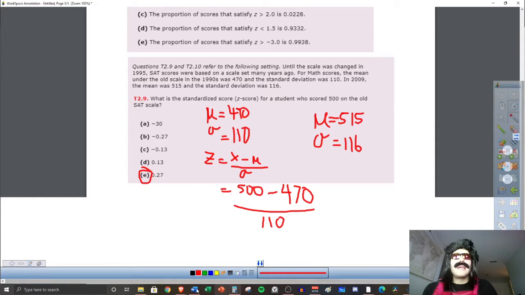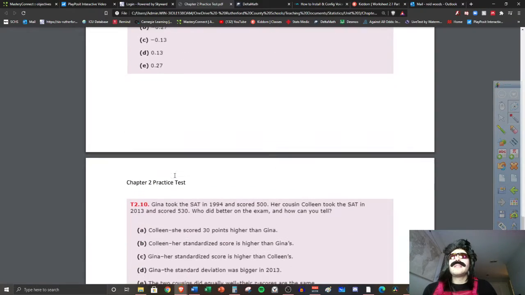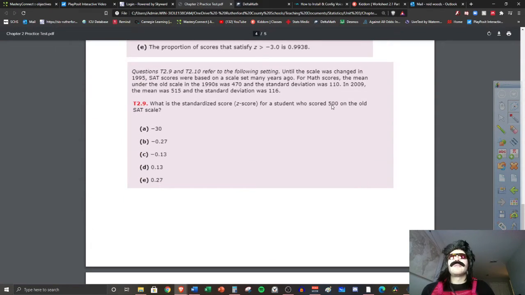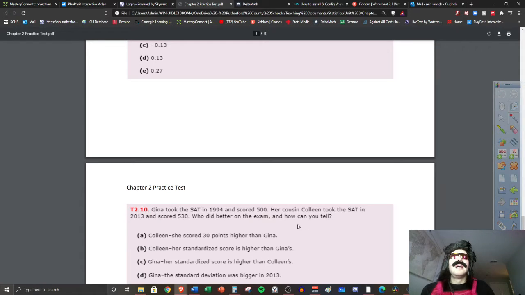Now, the next question, number 10, says Gina took the SAT in 94 and scored a 500, which we just calculated a score for 500. So we have her z-score. Her cousin took the SAT, it's a pretty big age difference there, in 2013 and scored a 530. Who did better on the exam?